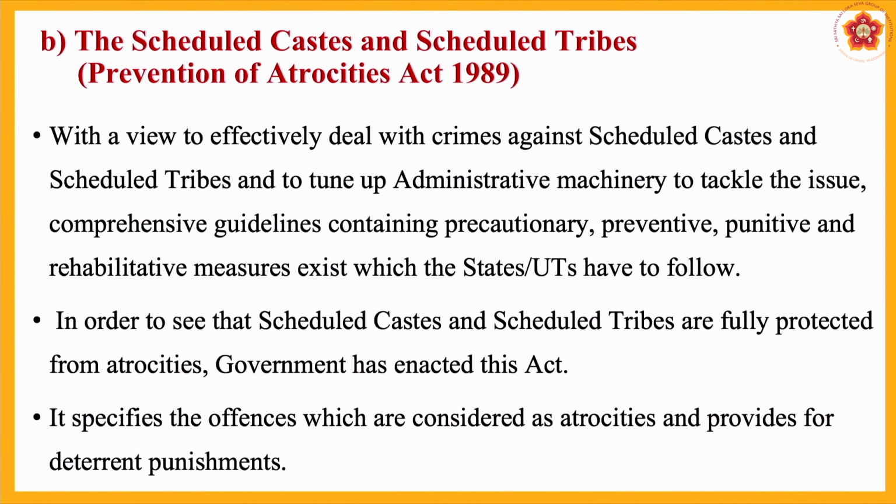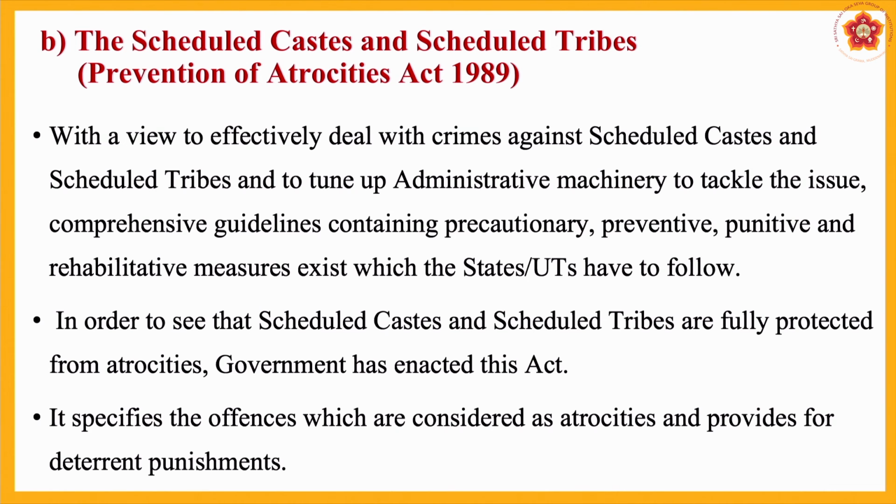So, with a view to effectively deal with the crimes against scheduled castes and scheduled tribes and to tune up the administrative machinery to tackle the issue, comprehensive guidelines containing precautionary, preventive, punitive, meaning which can give punishment, and rehabilitative measures exist, which the states or union territories have to follow.